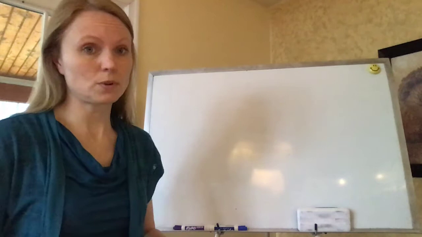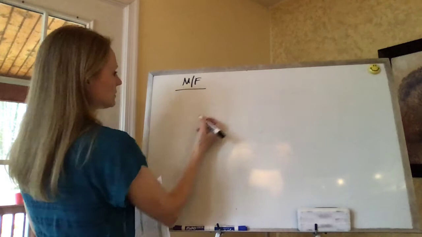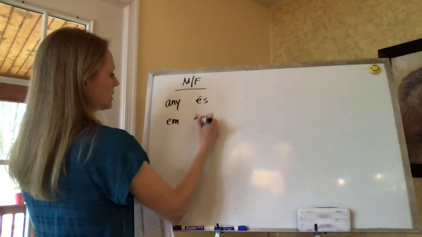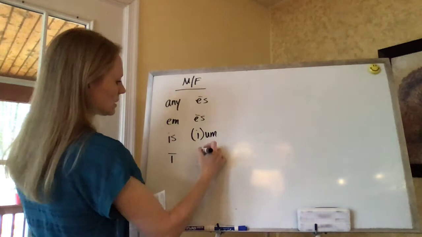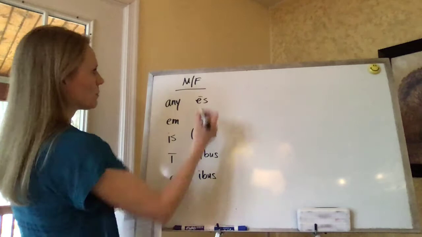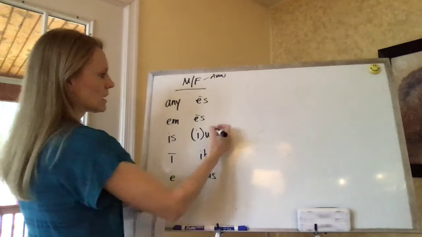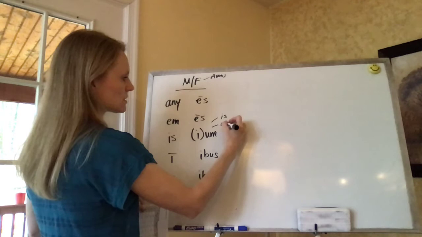Okay, let's take a minute and review what you just did on your quiz. You can even check your quiz if you'd like. Let's start with our masculine and feminine: any, ace, M, ace, is, em, e, ibis. Remember we had the Avon rule to decide if it's feminine: it ends in is, or it ends in a double consonant like ns and is one syllable.